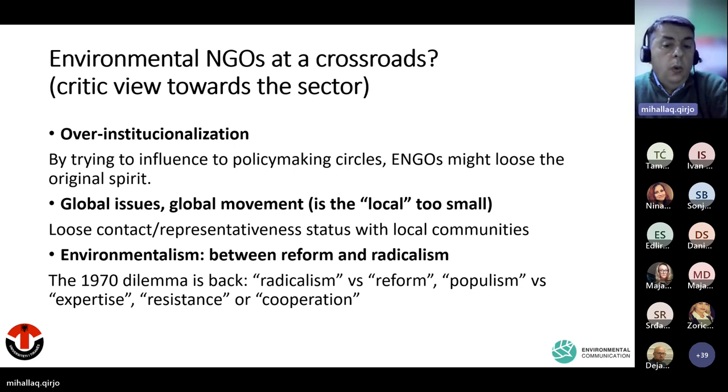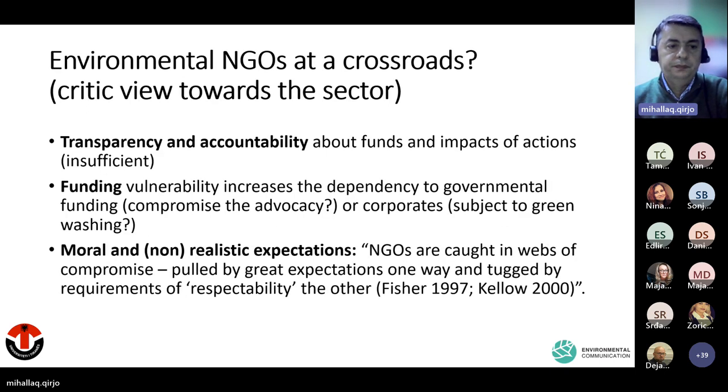Should I be the populist one, gather people, talk in words that people would come after me, versus play the expertise role? Many people would like to play the expertise role, but the expertise costs. And then, should we resist or cooperate? So those dilemmas continue to be with the environmental movement. And those are pressures that slowly are keeping the environmental movement at a certain level of restriction, so they cannot really flourish totally in what they are able to do.